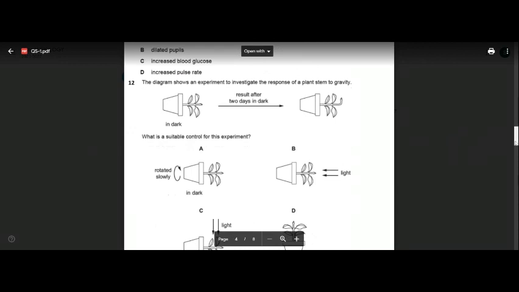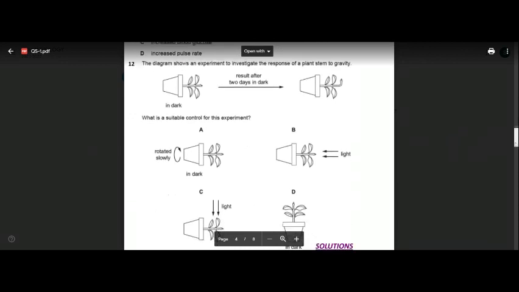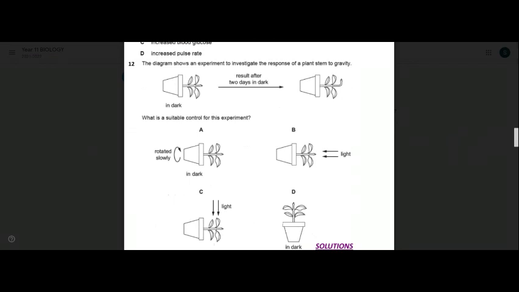Now, this is about tropism. It's about plants, how plants react to the stimulus around them. The diagram shows an experiment to investigate the response of a plant stem to gravity. The result after 2 days: you see it was placed horizontally first, and then it doesn't grow straight and horizontal. It continues to move upward, vertical, away from the ground. This is what I see. And it has been in the dark, in a dark room. What is a suitable control for this experiment?